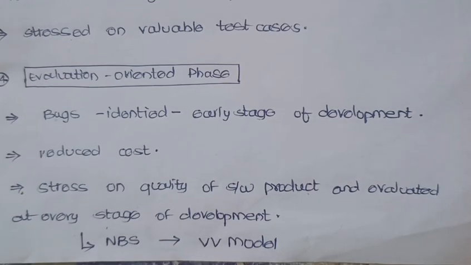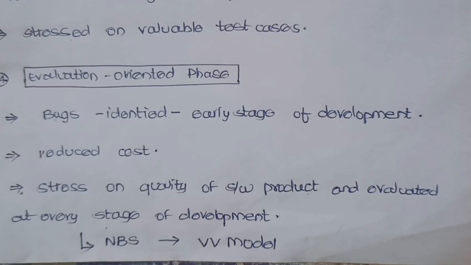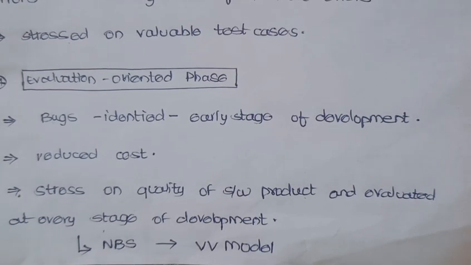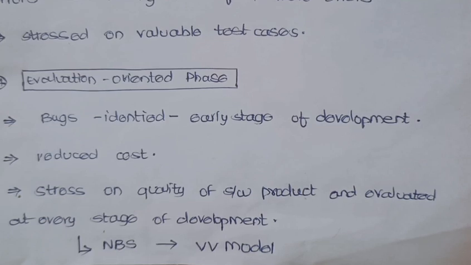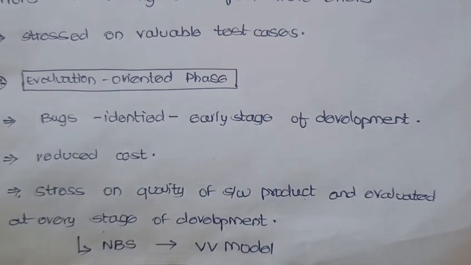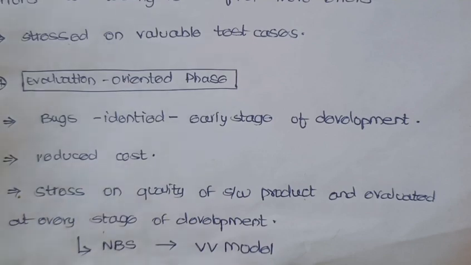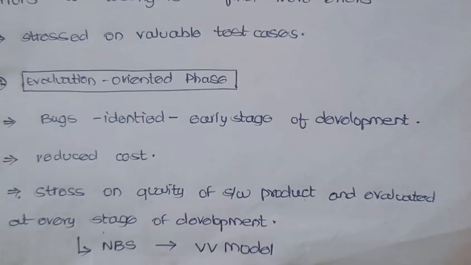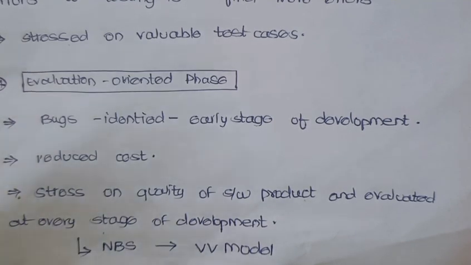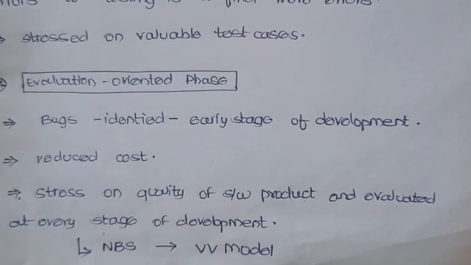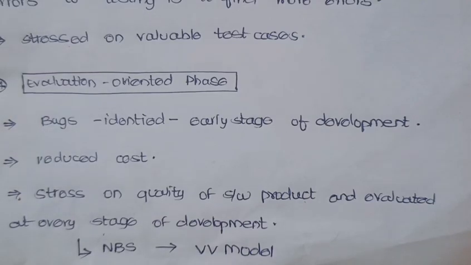The fourth phase in the testing process is called the evaluation oriented phase. Here the bugs are identified at an earlier stage of the development. When bugs are identified at an earlier stage, right from requirements collection, gathering, analysis and design as described in the waterfall model, it reduces the cost, as the implementation and post-implementation errors are reduced when we find the bugs at an earlier stage of development.